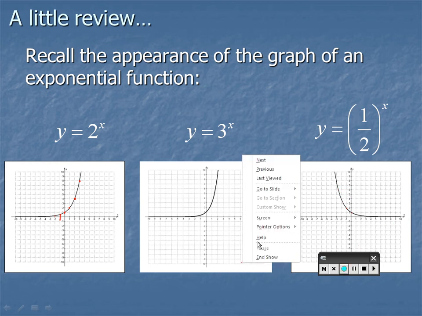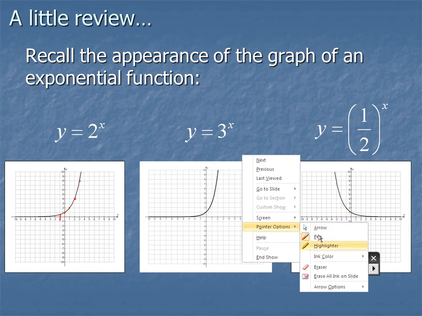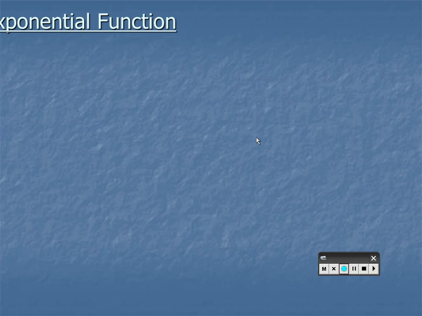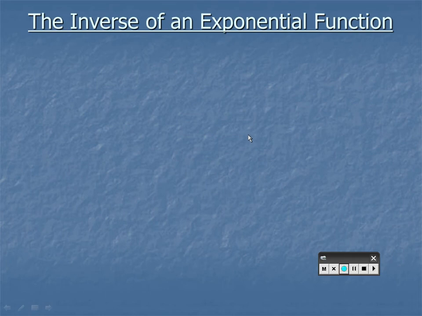Now, I've got to switch this pointer, go to the next screen. We want to talk about the inverse of an exponential function, and there's one big idea I want to refer to: for an inverse of an exponential function, the roles of x and y now get reversed, or inversed. X's become y's and y's become x's.